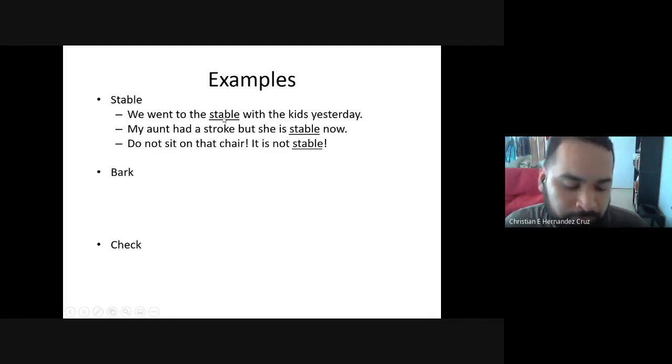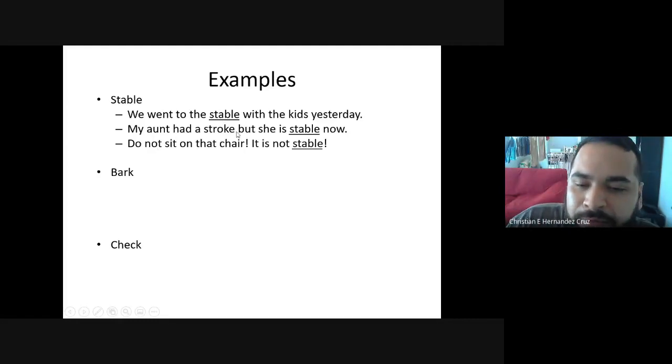En español sería un establo o un rancho. My aunt had a stroke, but she is stable now. Okay, in this case, we're talking about a state of being for a person. My aunt es tía. My aunt had a stroke. Mi tía tuvo un derrame, pero ahora está estable.